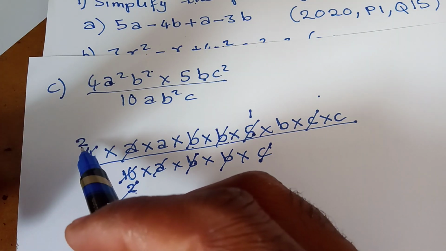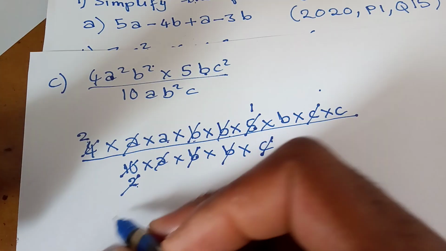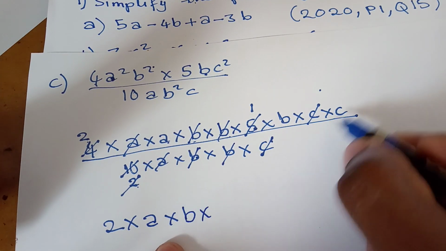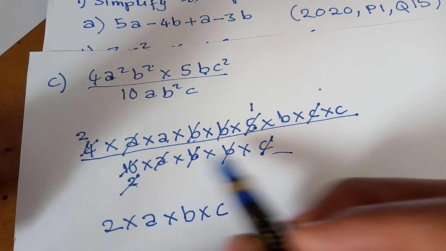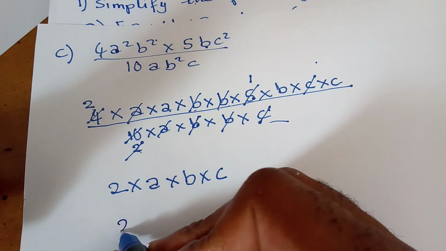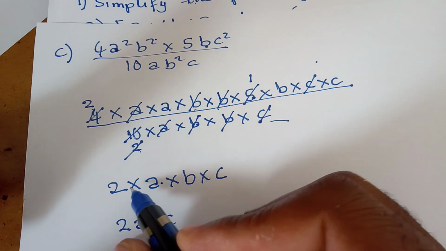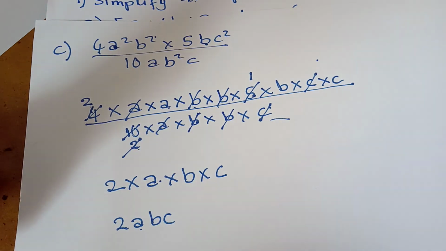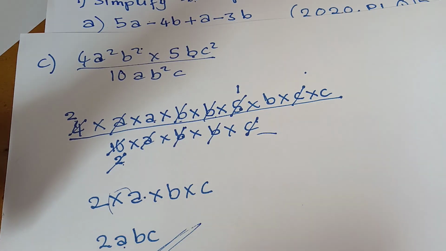So on the numerator, we remain with a 2, an a, b, and c. So this one will be 2 times a times b times c. And then on the denominator, all the numbers and variables are gone, so we're just remaining with a 1, which we don't usually write. So this one will be 2abc. Remember, 2 times a is 2a, and then times b, that will be 2ab, times c, this will be 2abc. We just remove the multiplication signs. So this is the answer for this.